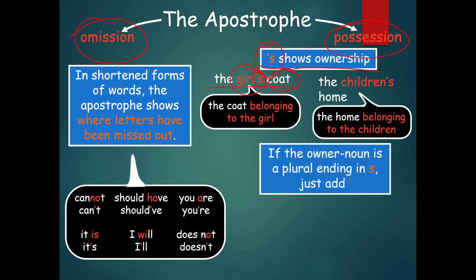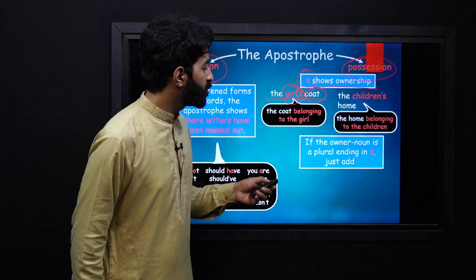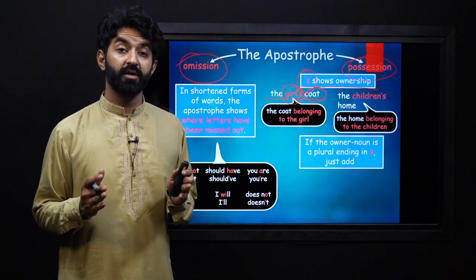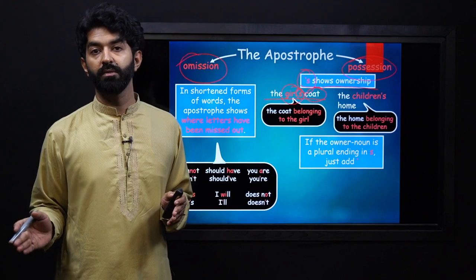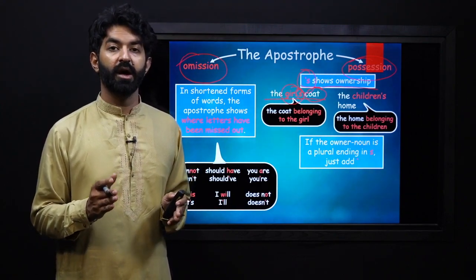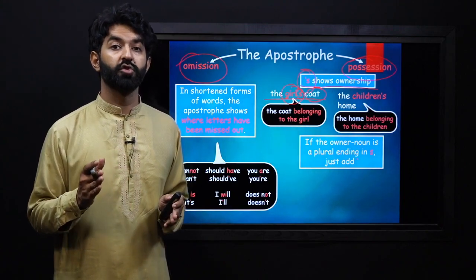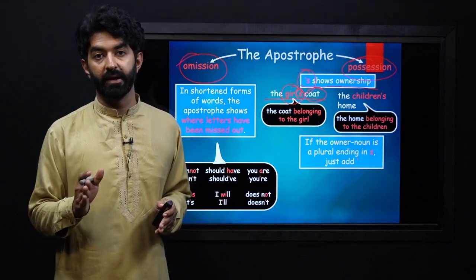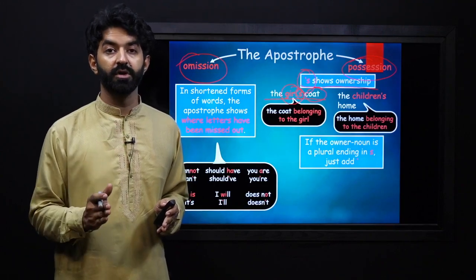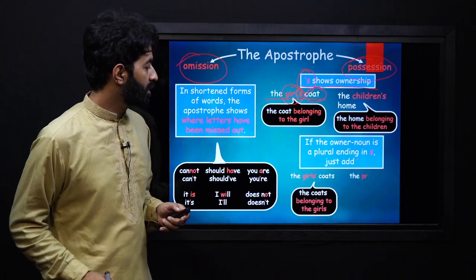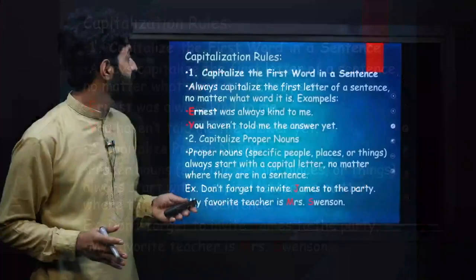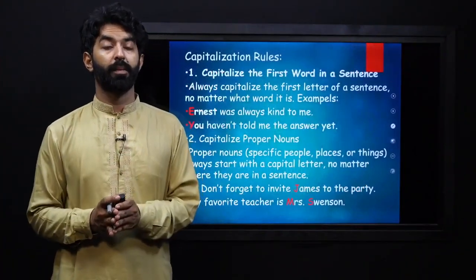The children's home. And also, if the owner noun is a plural ending in S, just add the simple apostrophe. For example, if we are saying or writing students' learning outcome, the apostrophe will only be added after S to go with the plural form of students. So if you want to show possession with a plural noun, you just add an apostrophe at the end. You don't need to add an extra S after the apostrophe. Like this example, the girls' coats or the princesses' hats. These are some examples.